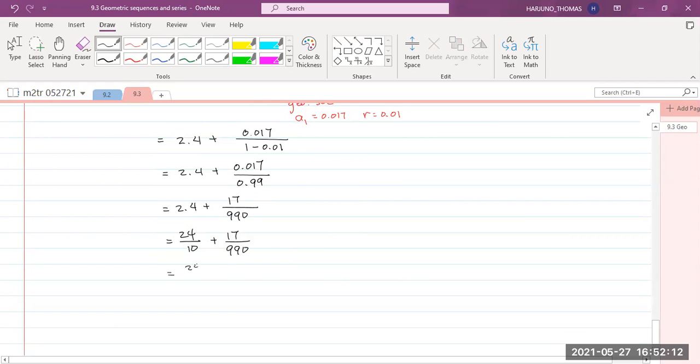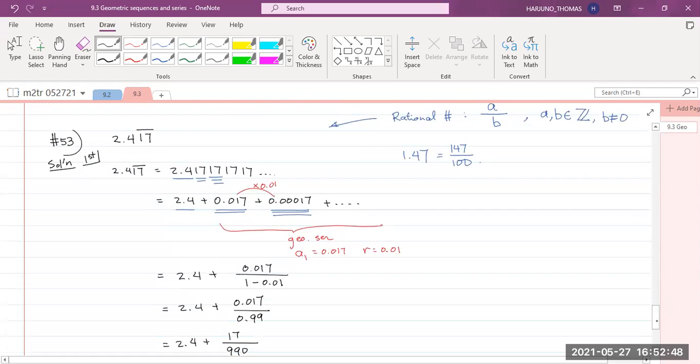So this is 24 times 99 plus 17 over 990. Let's see what's that. That's 2393 over 990. But you already have integer over integer, is it right? Now that's the first method.